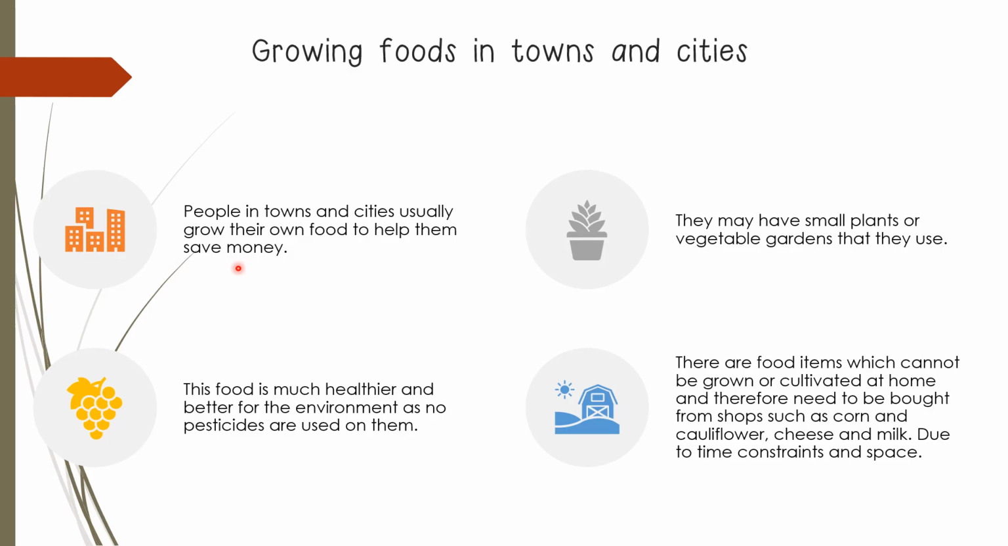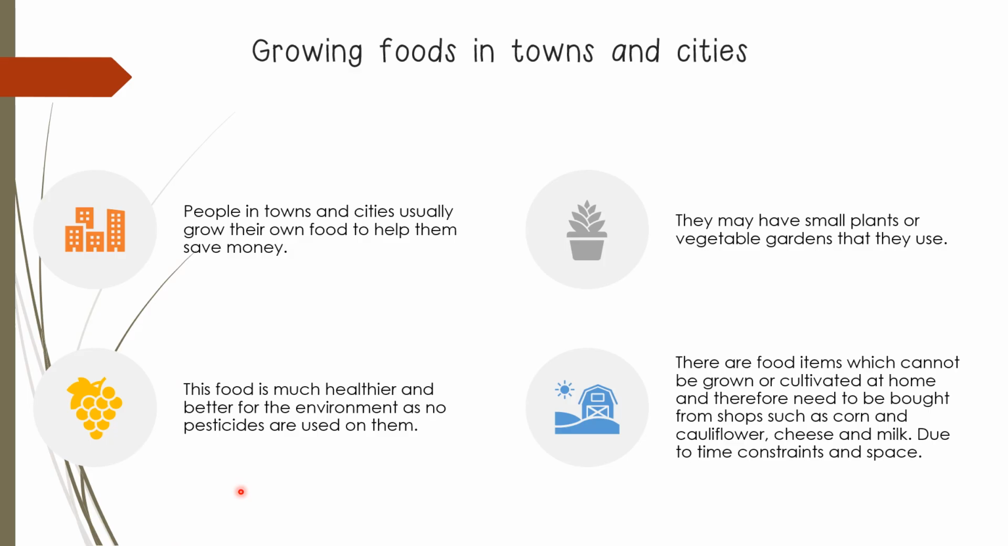So, they will decide, now we have our backyard and we can start planting our own fruits and vegetables. They may have small plants or vegetable gardens that they use. For example, in your backyard, maybe you would want to grow tomatoes or a lemon tree or curry leaf, things that people probably use on a daily basis. This food is much healthier and better for the environment as no pesticides are used on them.